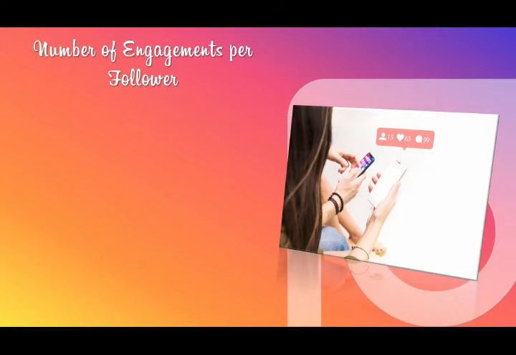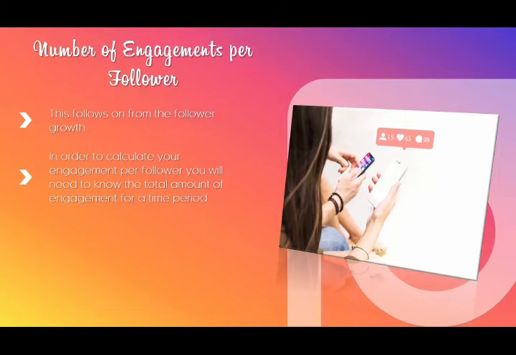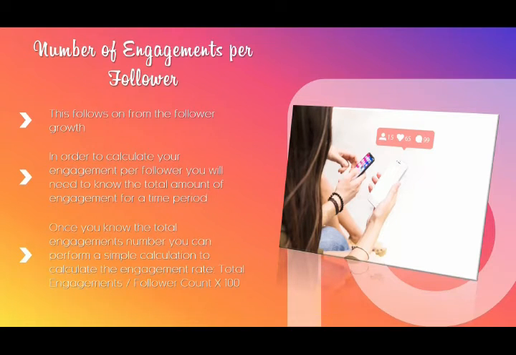Number of engagements per follower. This follows on from the follower growth. You want to know how many of your followers engage with your content, whether these are ads or regular posts. In order to calculate your engagement per follower, you will need to know the total amount of engagement for a time period. An external tool like Sprout Social or Agency Analytics can provide this. Once you know the total engagements number, you can perform a simple calculation to calculate the engagement rate. Total engagements divided by follower count times 100. This is the total engagements divided by the follower count times by 100 to give you a percentage figure.